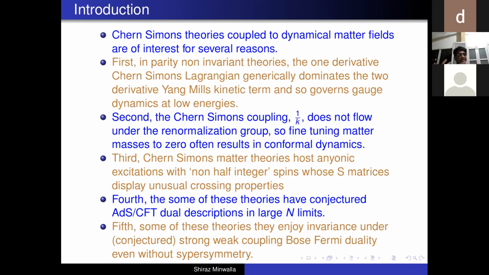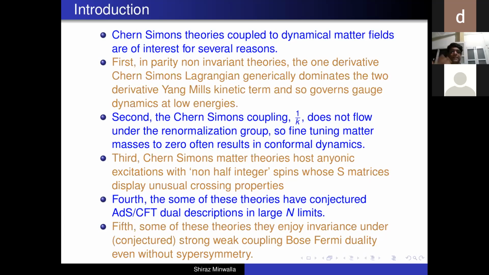This fact immediately implies that it's very often very easy to generate conformal dynamics in Chern-Simons theories. You take a Chern-Simons matter theory and you fine-tune the mass away. The dynamics of the theory is very often automatically conformal. So that's another reason to be interested in these theories. They give you an easy way of generating many infinite classes of new interesting interacting conformal field theories without supersymmetry.